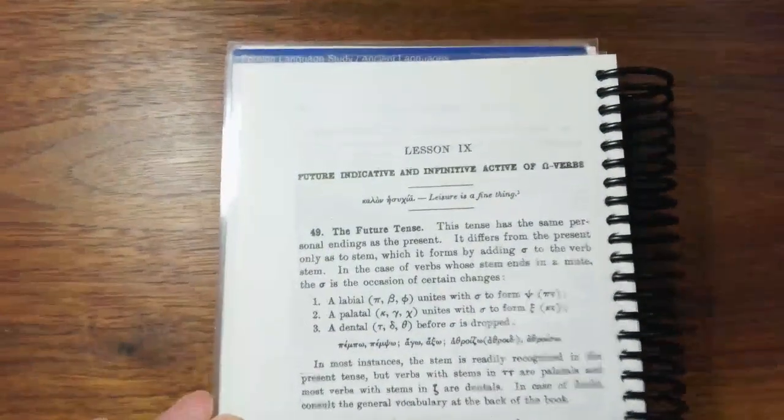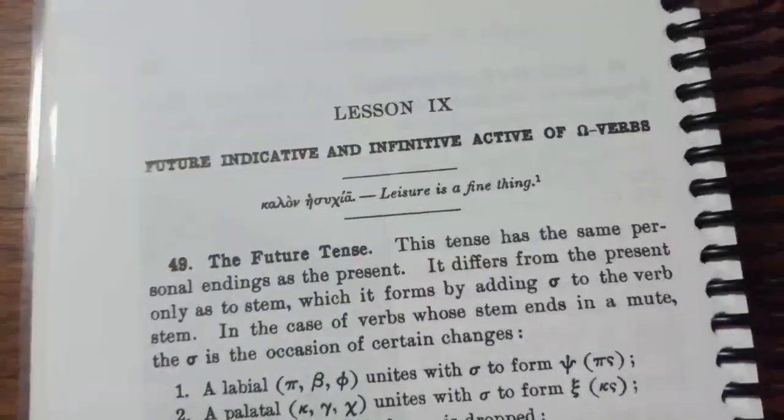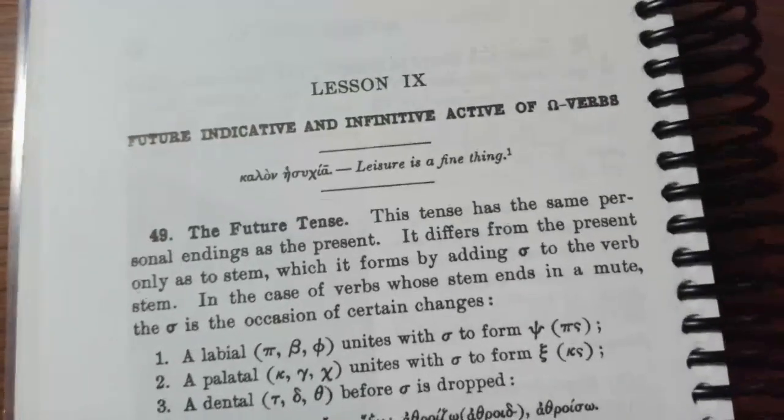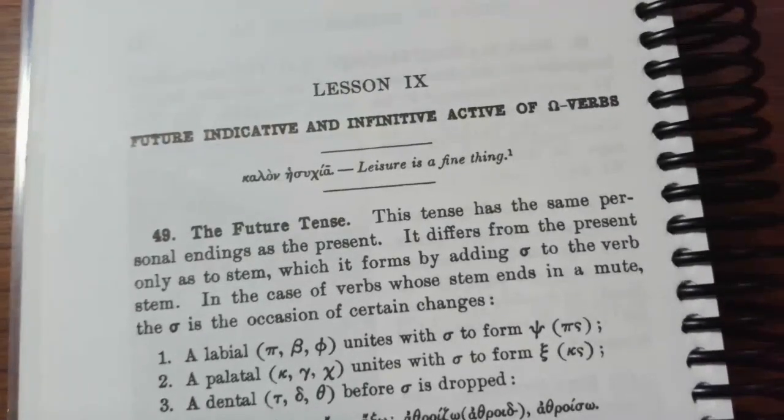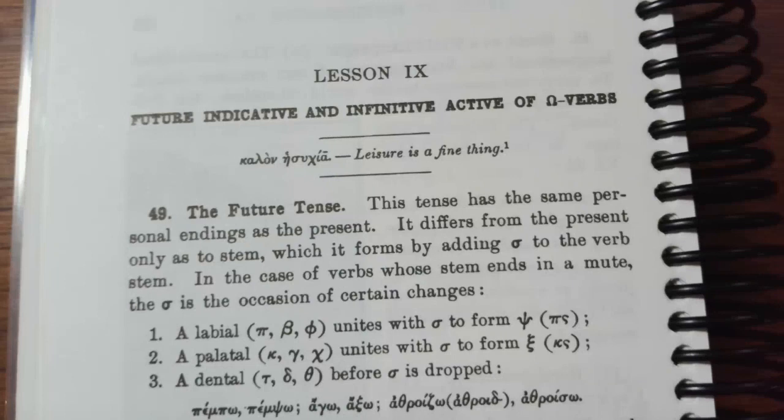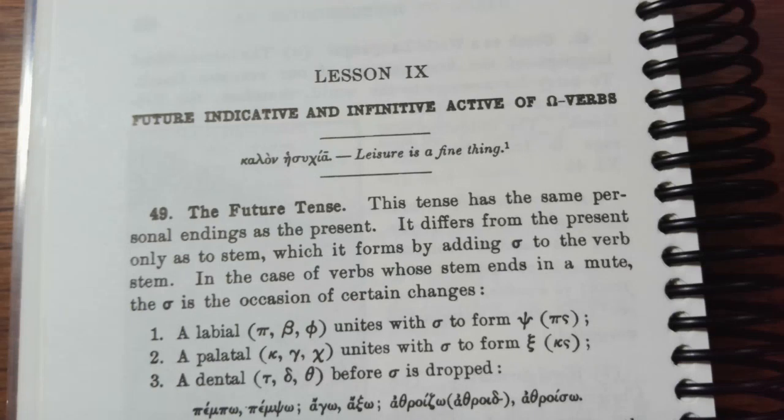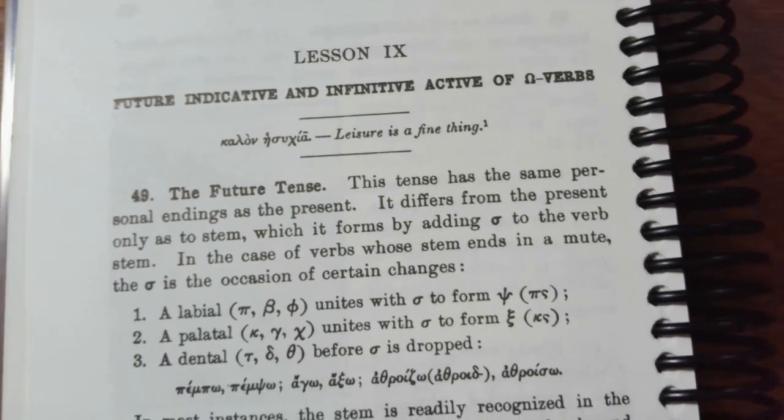And today we are going to be covering the future indicative active, and also the infinitive of omega verbs. So this is a pretty straightforward lesson. The lesson in a nutshell is you add a sigma to the present to make it future, and you use the infinitive in indirect discourse. And that's basically the lesson in a nutshell. But let's talk about that just real quickly.